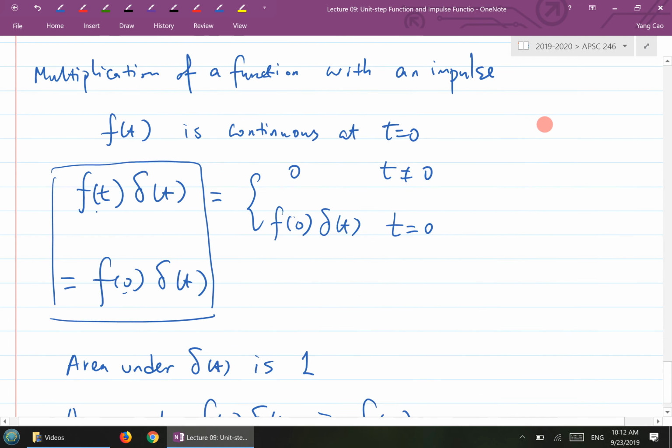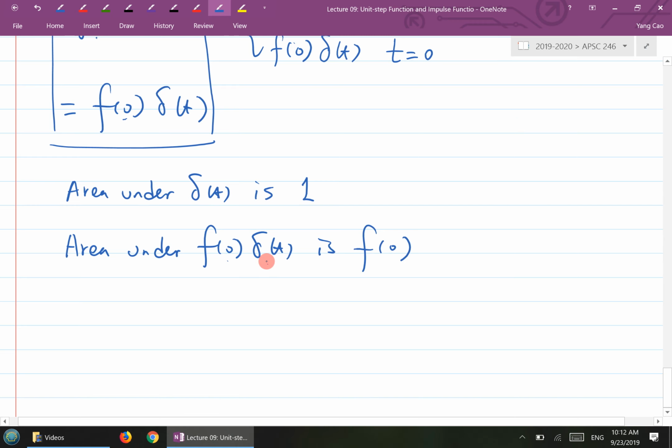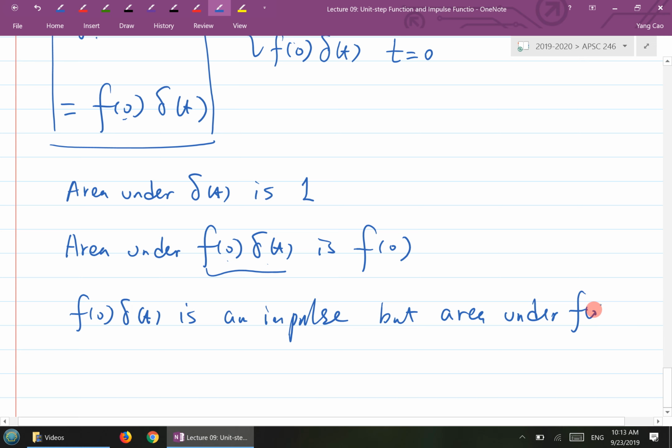So f of 0 times delta t, you can consider it still an impulse. It is another impulse. However, this time the area underneath that impulse becomes f of 0, not 1 anymore. But the area under f of 0 delta t is 1. So that's the difference.